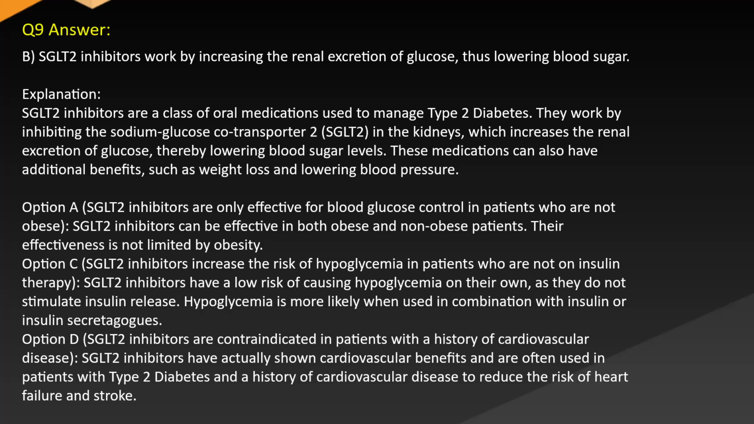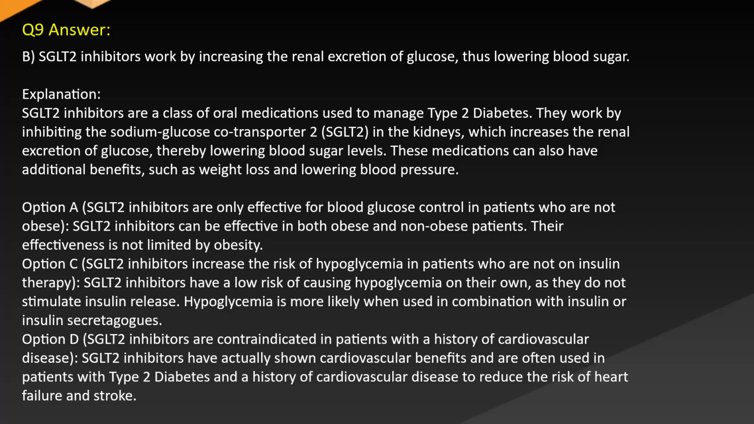Answer: B. SGLT2 inhibitors work by increasing the renal excretion of glucose, thus lowering blood sugar. Explanation: SGLT2 inhibitors are a class of oral medications used to manage type 2 diabetes. They work by inhibiting the sodium glucose cotransporter 2 in the kidneys, which increases the renal excretion of glucose, thereby lowering blood sugar levels. These medications can also have additional benefits, such as weight loss and lowering blood pressure.